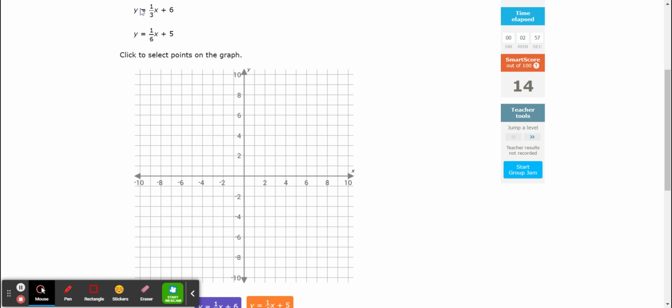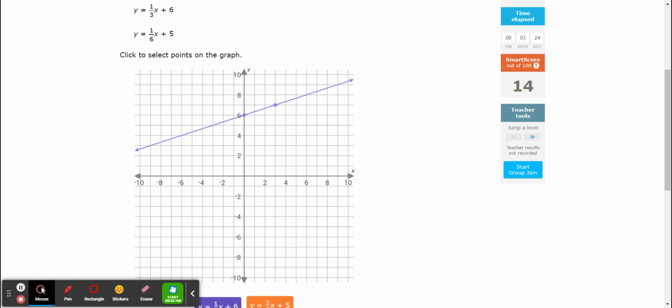So my first equation is y equals 1/3 x plus 6. I start at my y-intercept. That's a plus 6, so that's positive 6. And then my slope is 1 over 3. So I go up once, and then I go over 1, 2, 3, and I put my point there. I could also have gone down 1 and then to the left 3 as well. But on this one, on IXL, you only need 2 points.